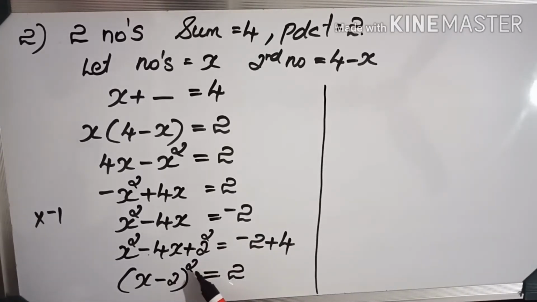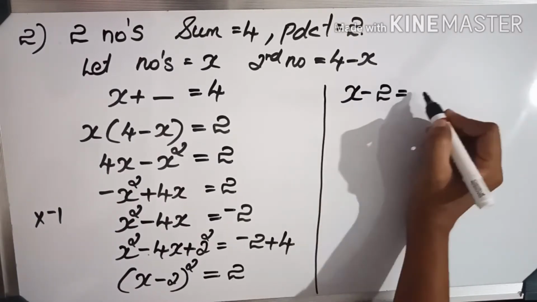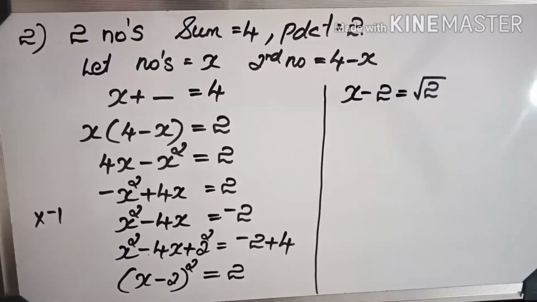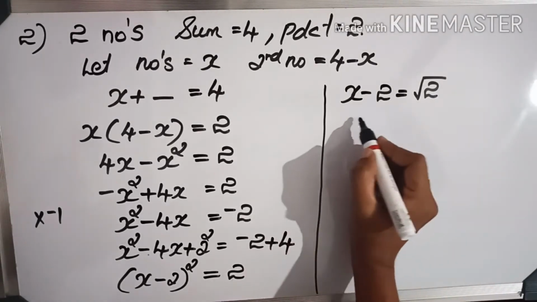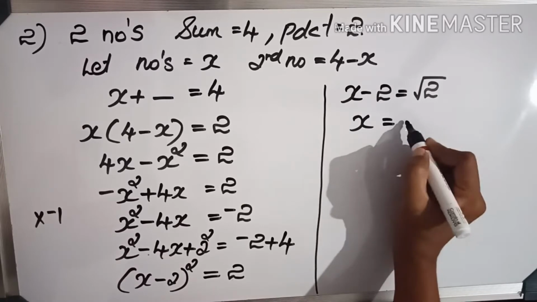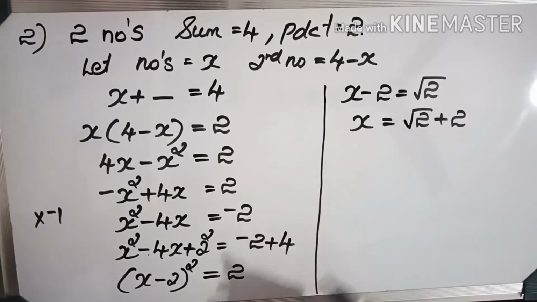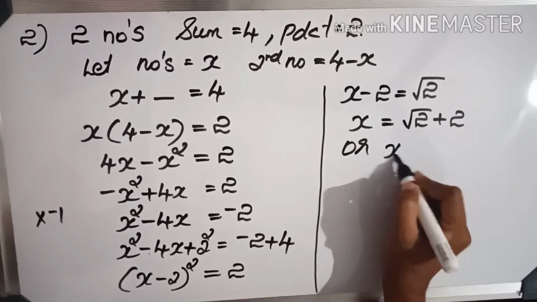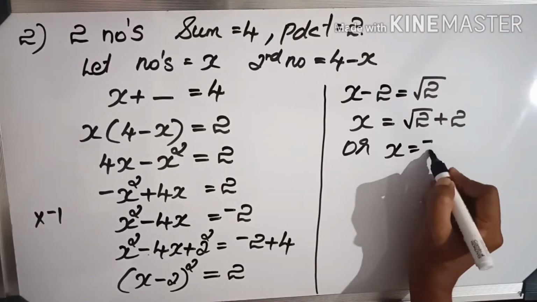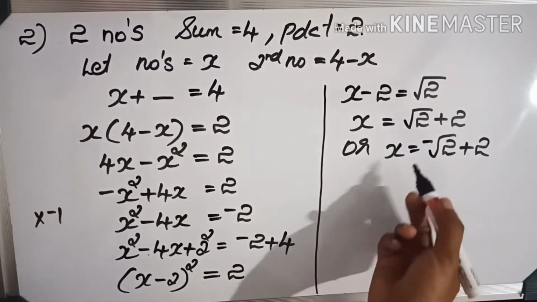Now in the next step, let's take the square to this side. So x minus 2 equal to root 2. Here the root of 2 can be plus root 2 or minus root 2, both answers. So the number x will be equal to root 2 plus 2, or it can be minus also. If it is the negative sign, the answer will be minus root 2 plus 2. These two can be the x values.